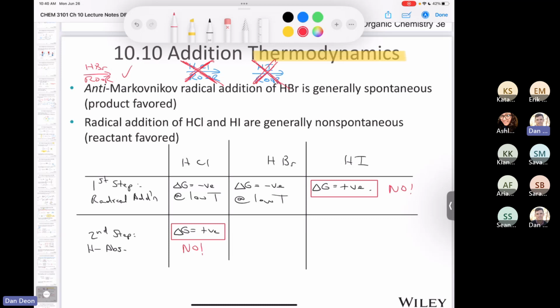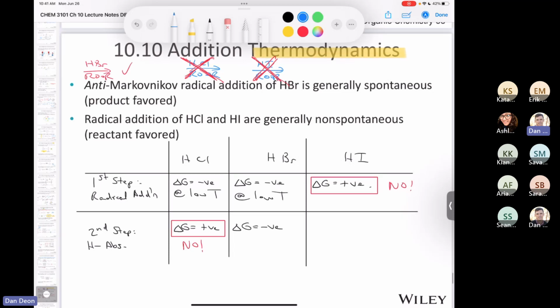Whereas if you look at the delta G for the hydrogen abstraction with HBr, in that case, it turns out, I'll use my black pen, that your delta G is negative. And so it turns out that it's only with HBr that our delta G is negative for both the first and the second step of propagation. Again, HBr is the only one where both steps are going to be thermodynamically favored, and that's why we don't do anti-Markovnikov addition of HCl or HI.